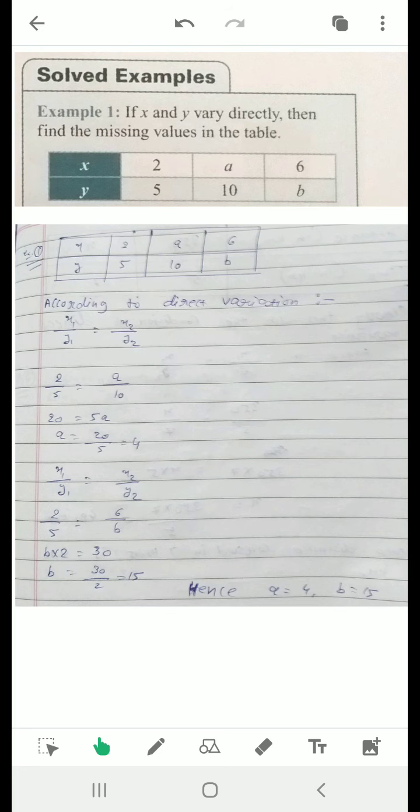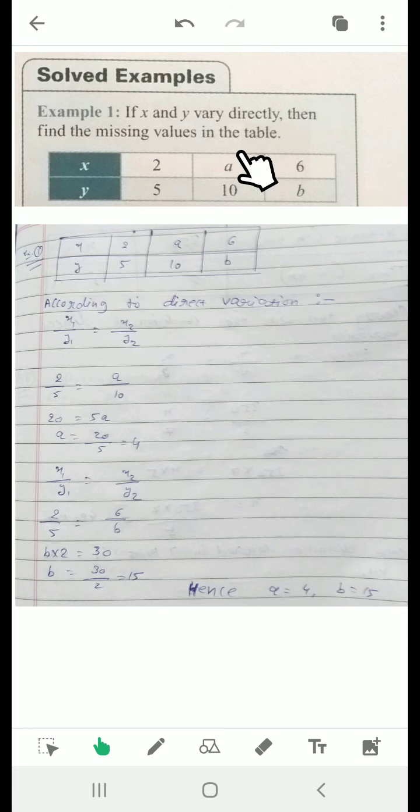See the example 1. If x and y vary directly, then find the missing values. Now the table is given, x and y, and x varies directly with y. Then we need to find the value of the missing terms. Here the missing terms are a and b. So we need to find the value of a and b. So now first of all I will take only 2 upon 5 and a upon 10. Only this term, 2 upon 5, a upon 10. This is x1, this is y1, this is x2, this is y2.